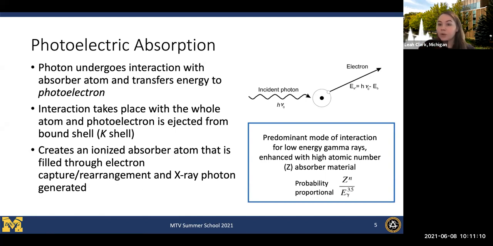And this is enhanced with the high atomic number, so the Z value for the absorber material. The higher you go in Z, the more likely that this can occur. Its probability is proportional to the atomic number of the absorber material over the incident energy of the gamma ray to the power of 3.5. And n can vary between 4 and 5 usually, so a common thing to put is just 4.5 for this factor right here.